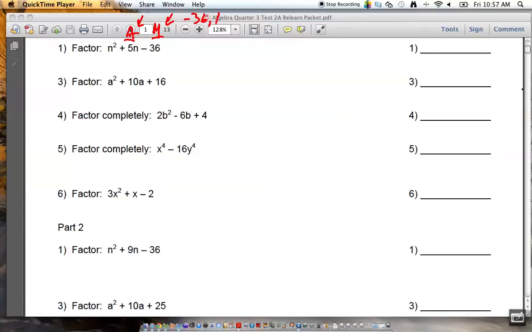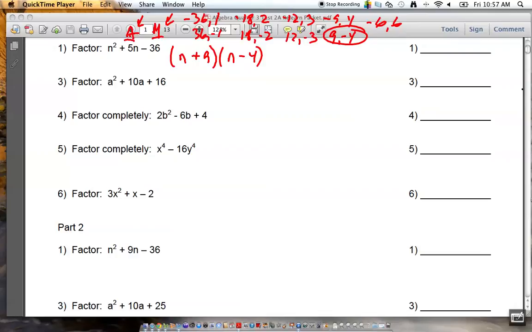I could do negative 36 times positive 1. I could do 36 times negative 1. I could do negative 18 times 2. I could do 18 times negative 2. I could do negative 12 times 3, or I could do 12 times negative 3. I could do negative 9 times 4, or I could do 9 times negative 4, and I could do negative 6 times 6, and that works the same either way. So which one of those combinations adds to a positive 5? And the answer is positive 9, negative 4. So we get n plus 9 times n minus 4.